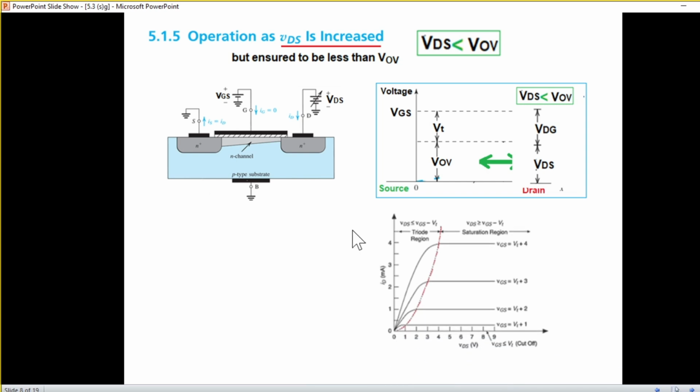Now come to the second case. Now VDS is less than VOV, but more than what we had earlier. That means VDS has gone up, but it is still less than VOV. With reference to this diagram, we were here, and now we are maybe somewhere at 3.5. So we are still in the linear region or the ohmic region or the triode region.